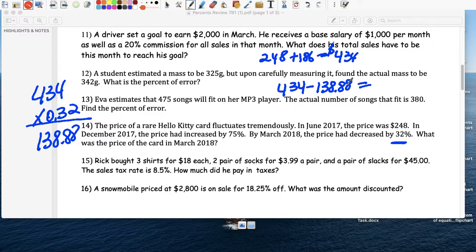So 434 minus 138.88, and the price of our card, and hopefully it was the same answer as before, is $295.12.